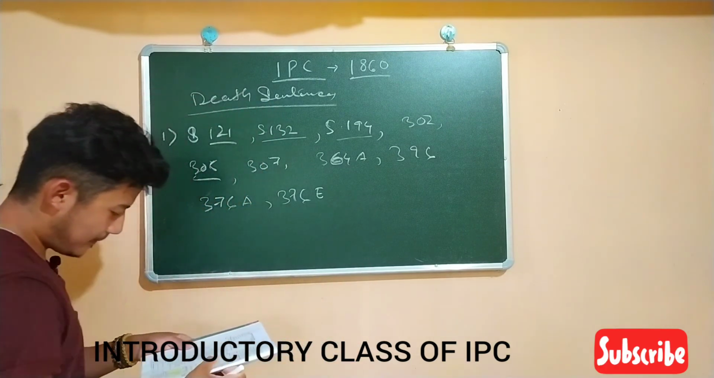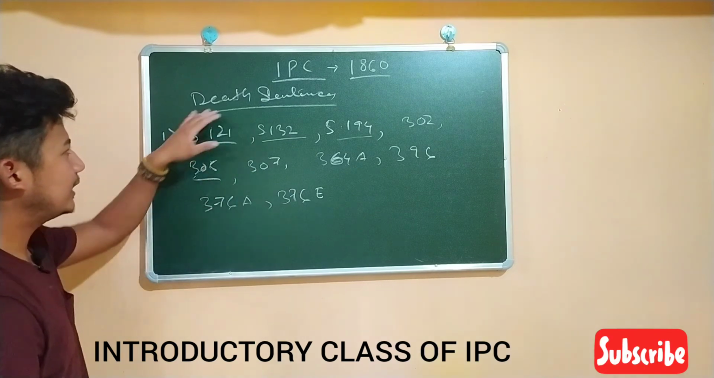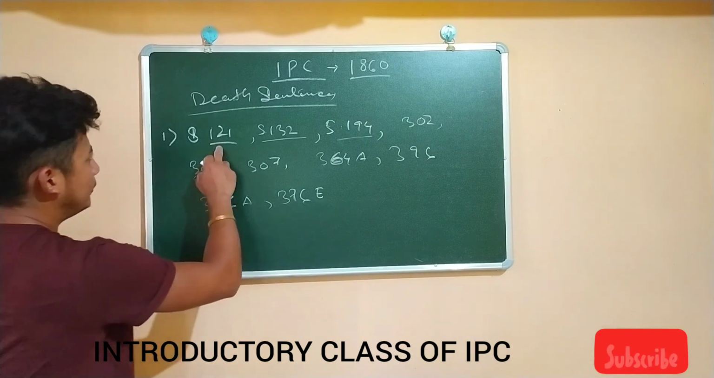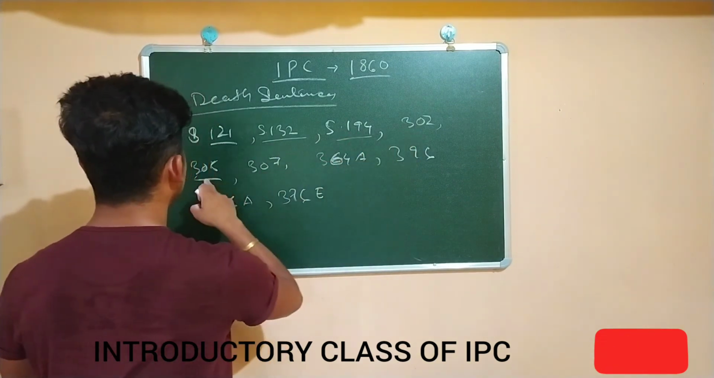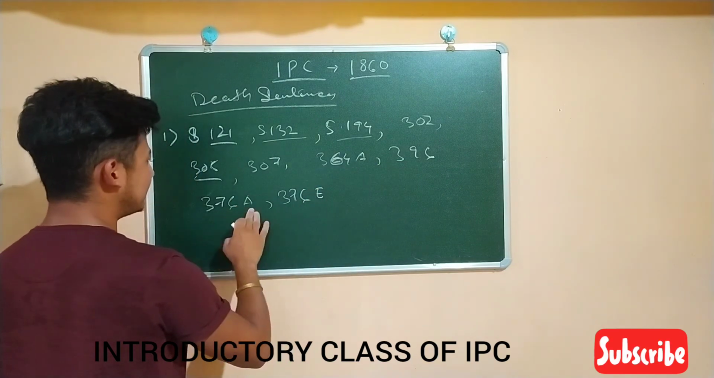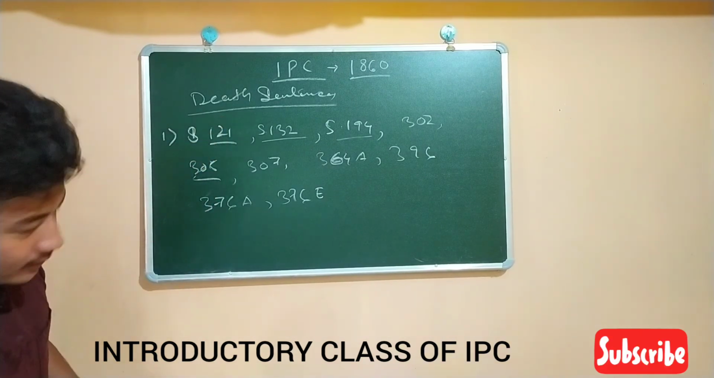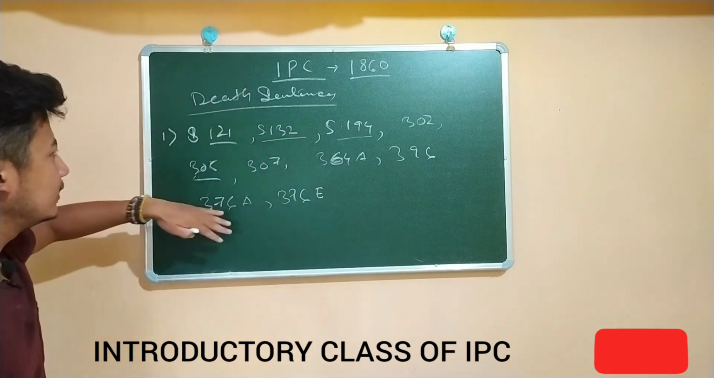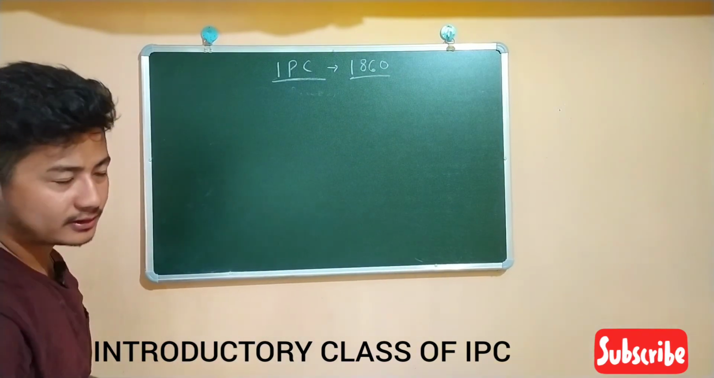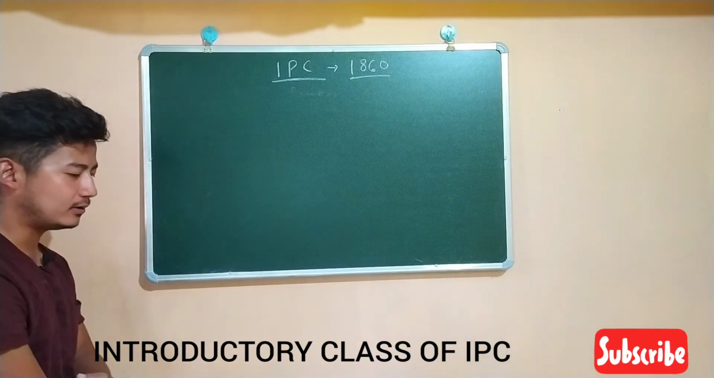So under these sections the death sentence may be granted. There is a probability of the death sentence being given: sections 121, 132, 194, 302, 305, 307, 364A, 396, 376A and 376E. In these cases the court may grant the death sentence. Death sentence is given in the rarest of rare cases, and there are cases in the Supreme Court on whether the death sentence is violative of Article 21 or not.